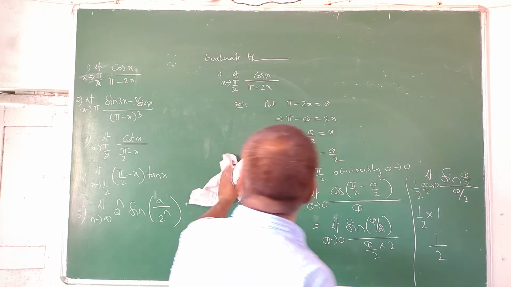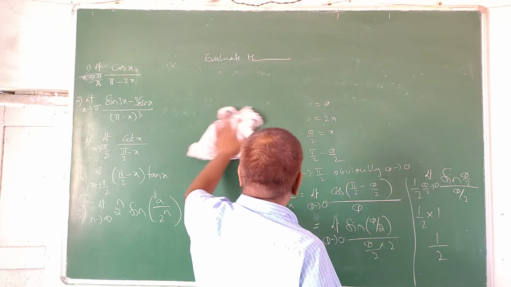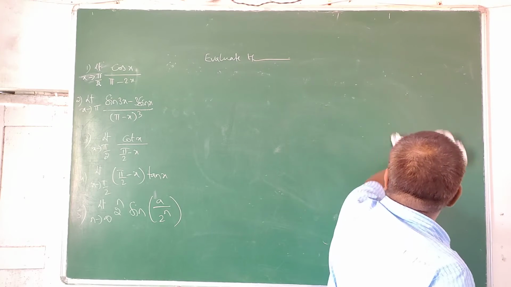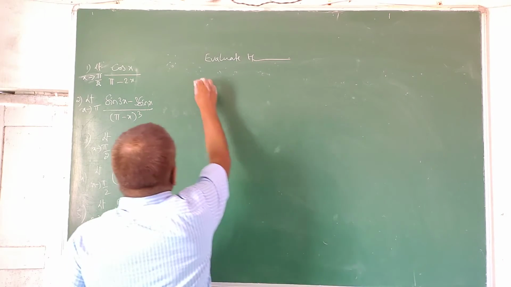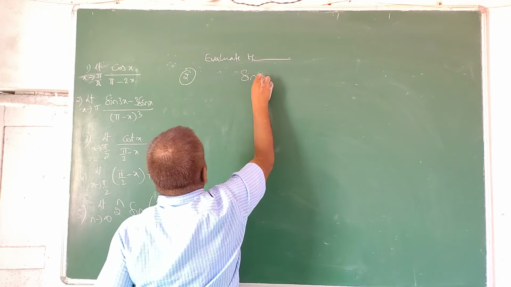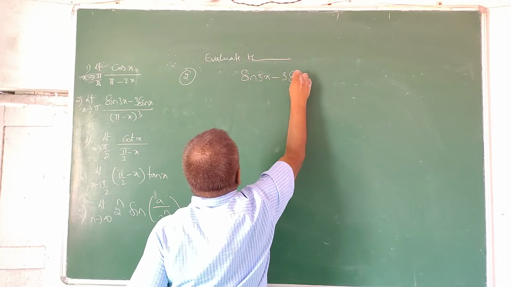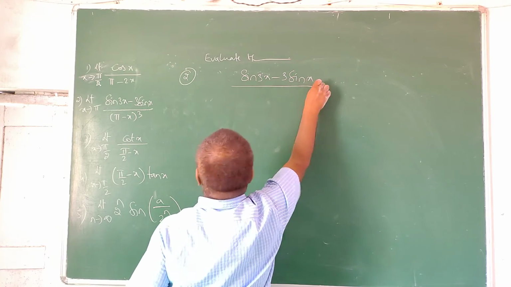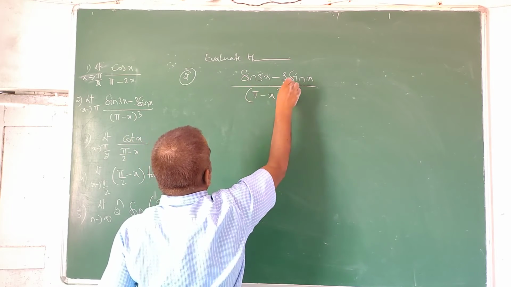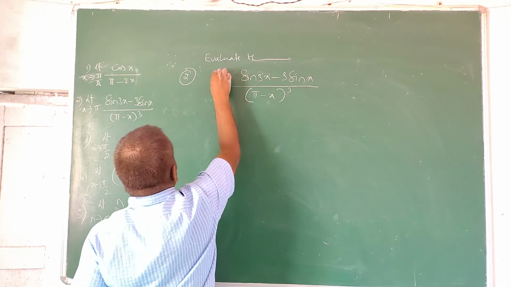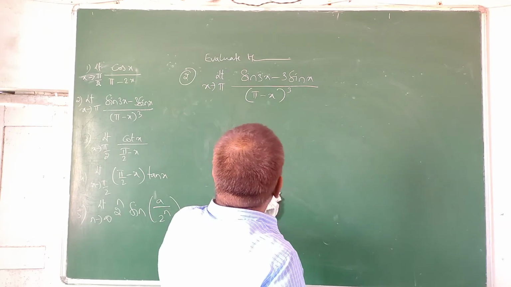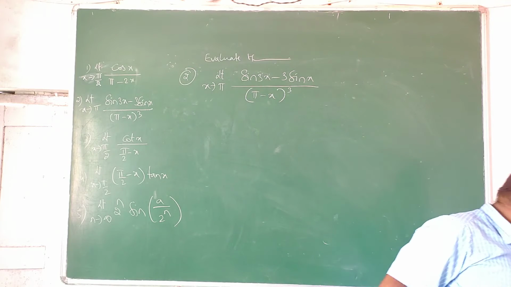So now I am doing another problem, that is sin 3x minus 3 sin x upon pi minus x the whole cube, as limit x tends to pi. So I am doing this problem.